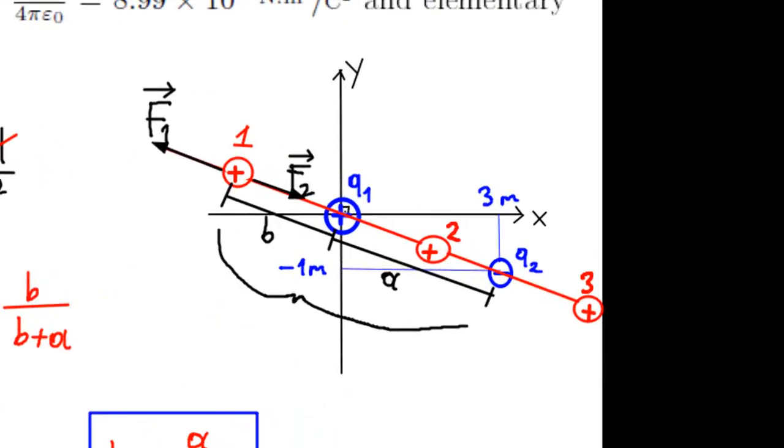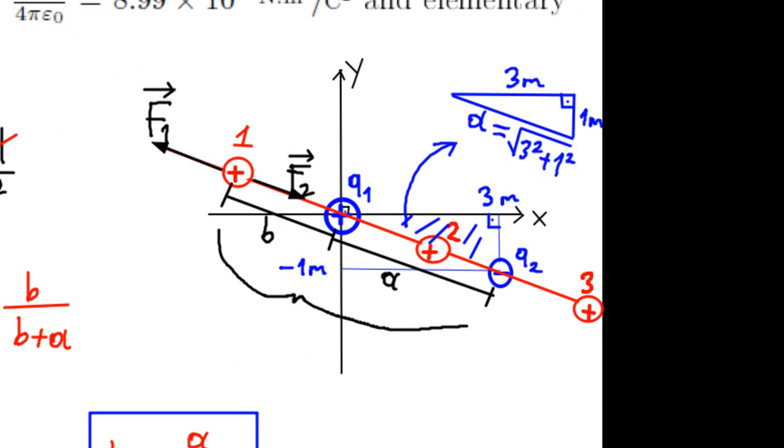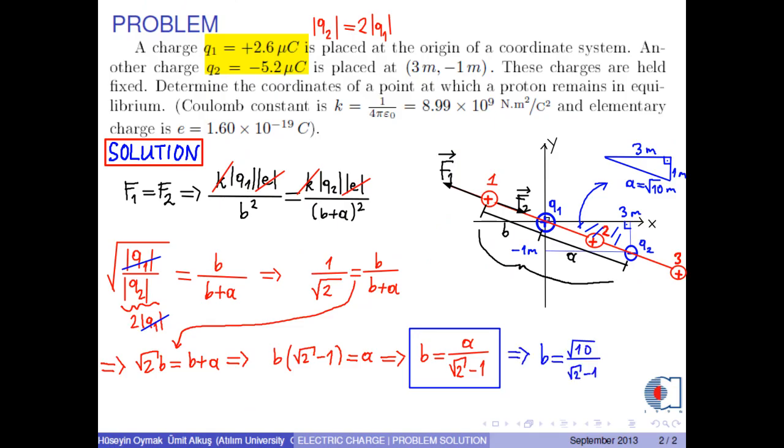Before proceeding, let us find the value of a. From the right triangle in the figure, a is found by the Pythagorean theorem as square root of 10 meters. So b is equal to square root of 10 over (square root of 2 minus 1). And the calculation gives 7.6344 meters.